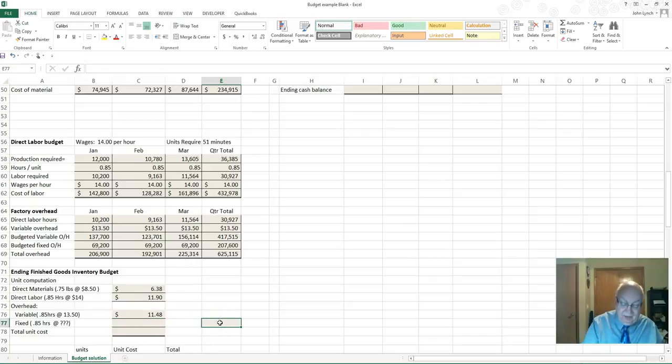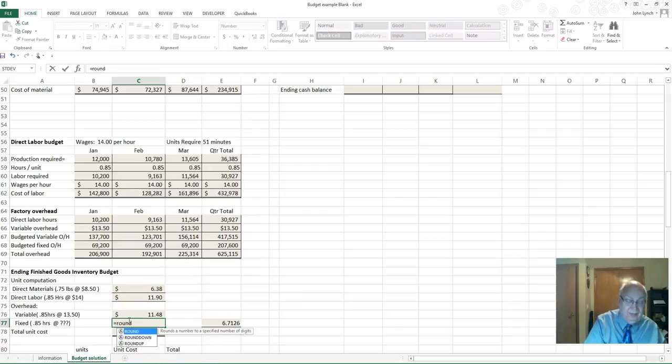Now over here we have to come up with the cost per direct labor hour. So for the fixed overhead, well, the fixed overhead was $207,600 for the total for the quarter. And we want to divide that by the total labor of $39,927. And we'll carry that to 4 decimal places. Okay. So then we have equal the round, 0.85 times what we just calculated.